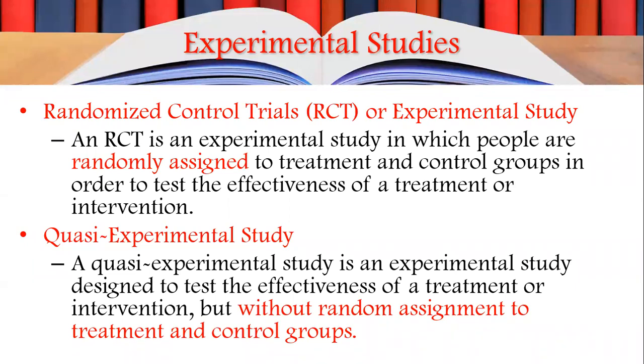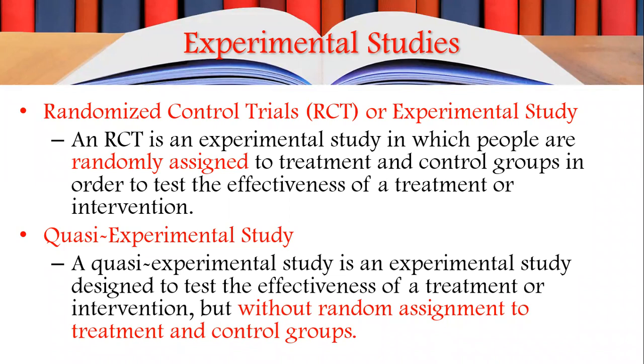So we've talked about studies of studies. So now let's talk about individual studies, okay? And the kind of individual studies that we're going to talk about are experimental studies. So one type of experimental study is called a randomized control trial, or an RCT. An RCT is an experimental study in which people are randomly assigned to a treatment group or a control group in order to test the effectiveness of a treatment or intervention, okay?